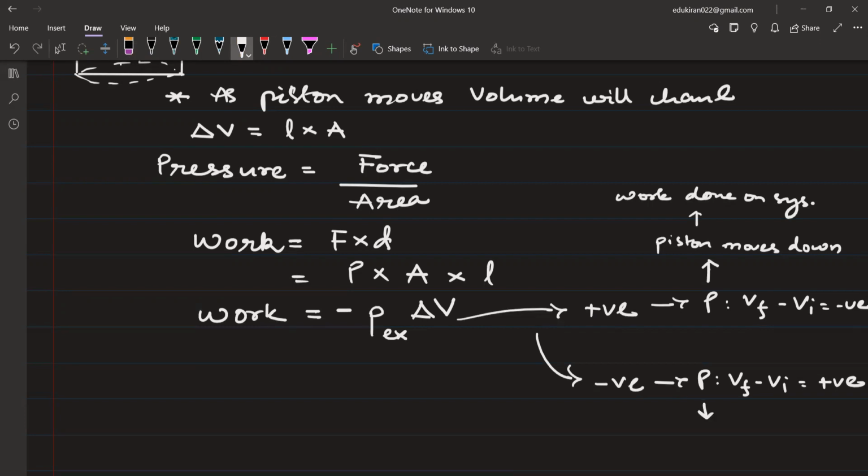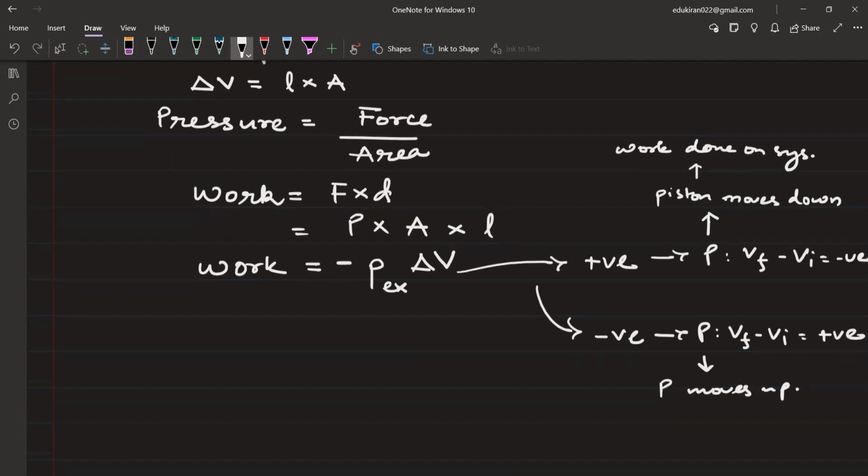When V final is greater than V initial, then only it will be positive. V final minus V initial will be positive when V final is greater. That means piston moves up. और जब piston up move करेगा, that means work done by system. Work done जब by system होगा तो ये negative ही होना चाहिए, and work done on system होगा तो ये positive ही होना चाहिए.